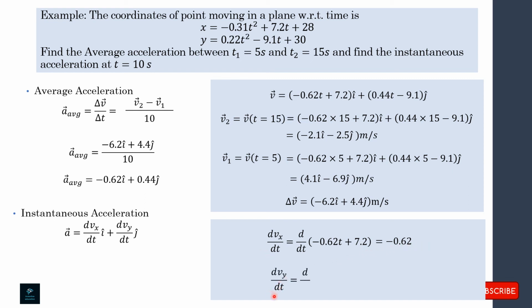Similarly, dvy by dt is equal to d by dt of 0.44 t minus 9.1. This is the y component of velocity. This is equal to 0.44. Therefore, dvy by dt is equal to 0.44. Therefore, instantaneous acceleration is equal to minus 0.62 i plus 0.44 j.